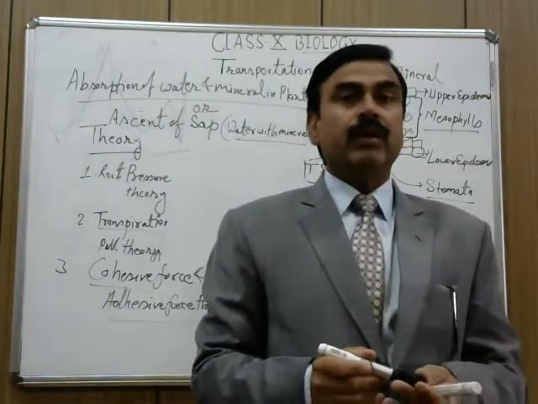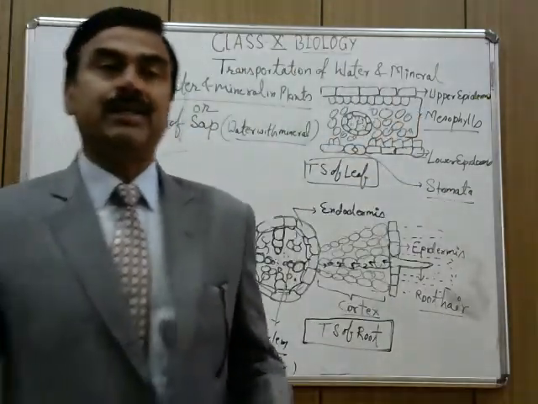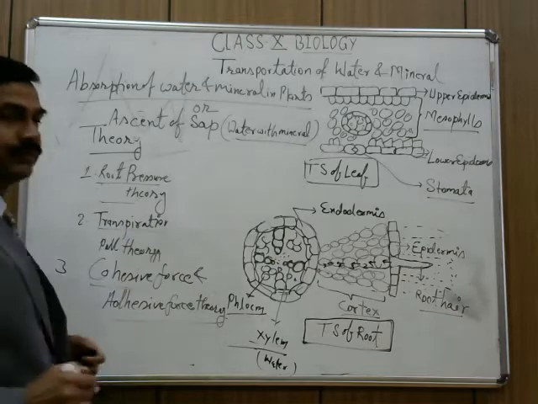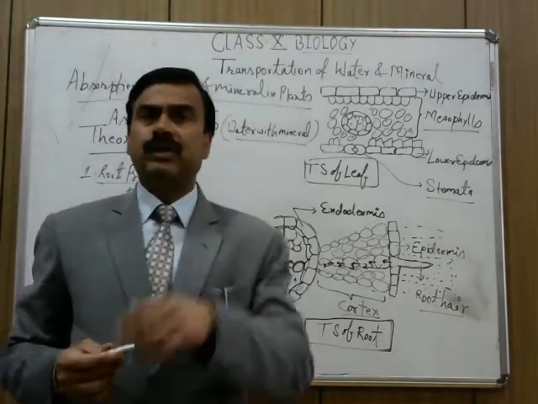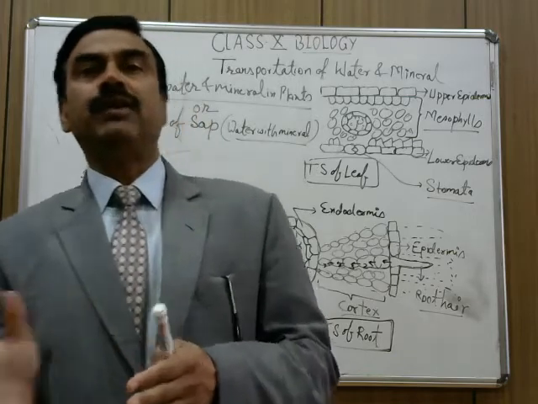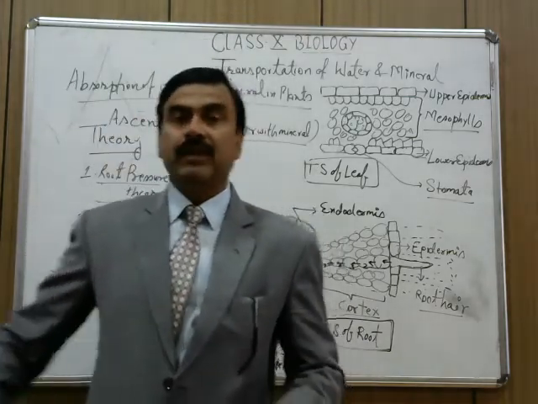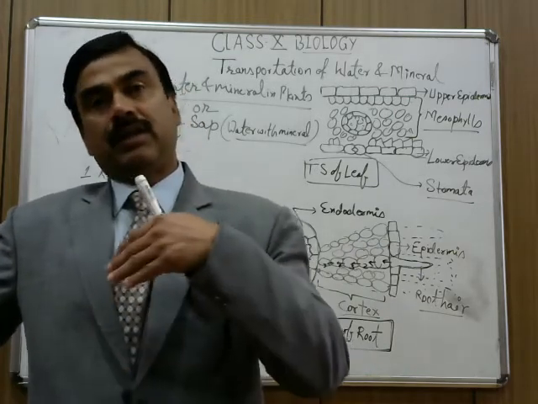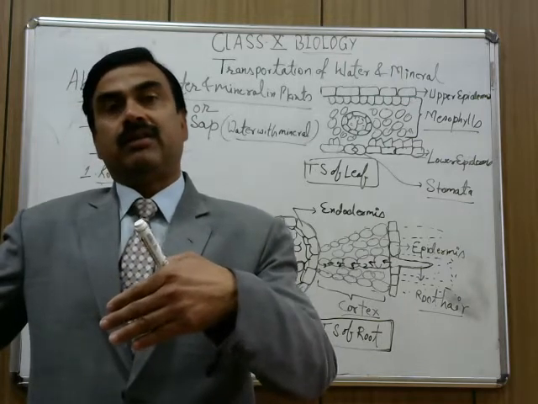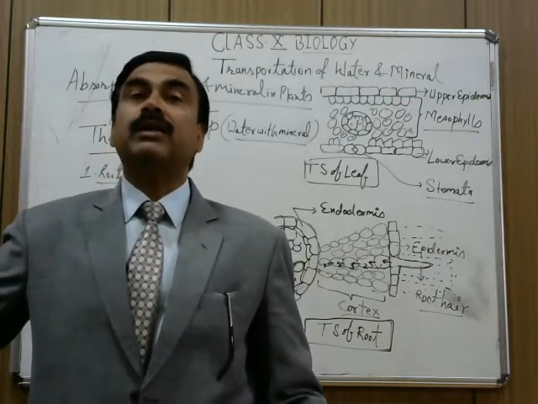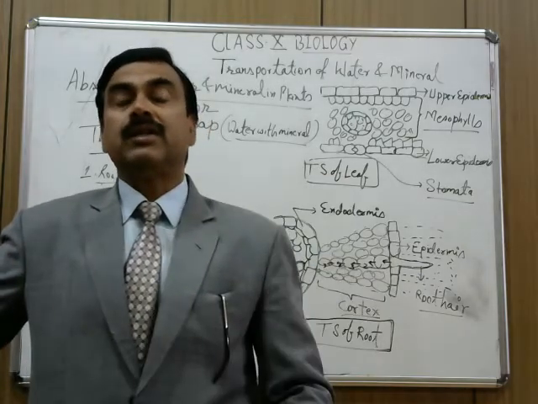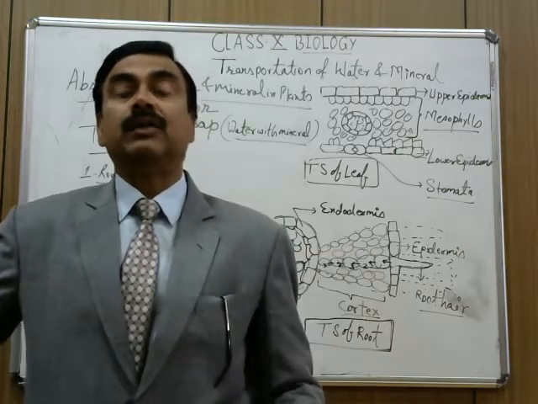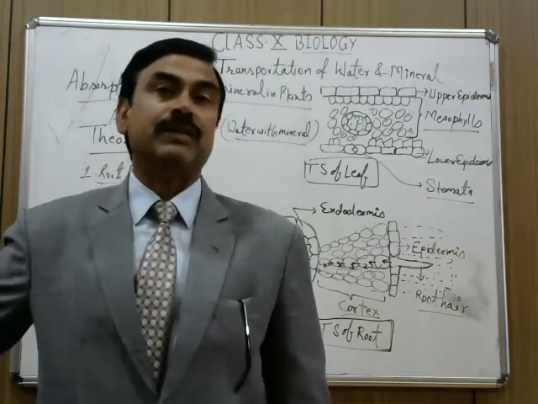Now, to understand these theories, I am going to focus on number one, root pressure. You have heard two words, one is diffusion and one is osmosis. Osmosis means when water moves from its dilute to its concentrated solution, from a higher level of water to a lower level of water through the membrane. This is called osmosis.